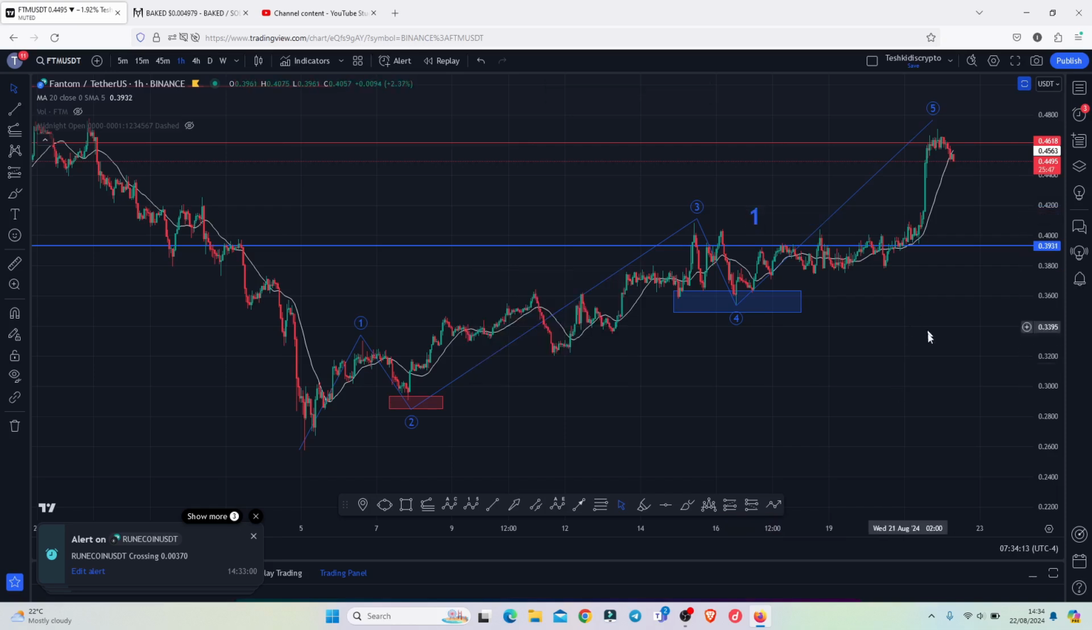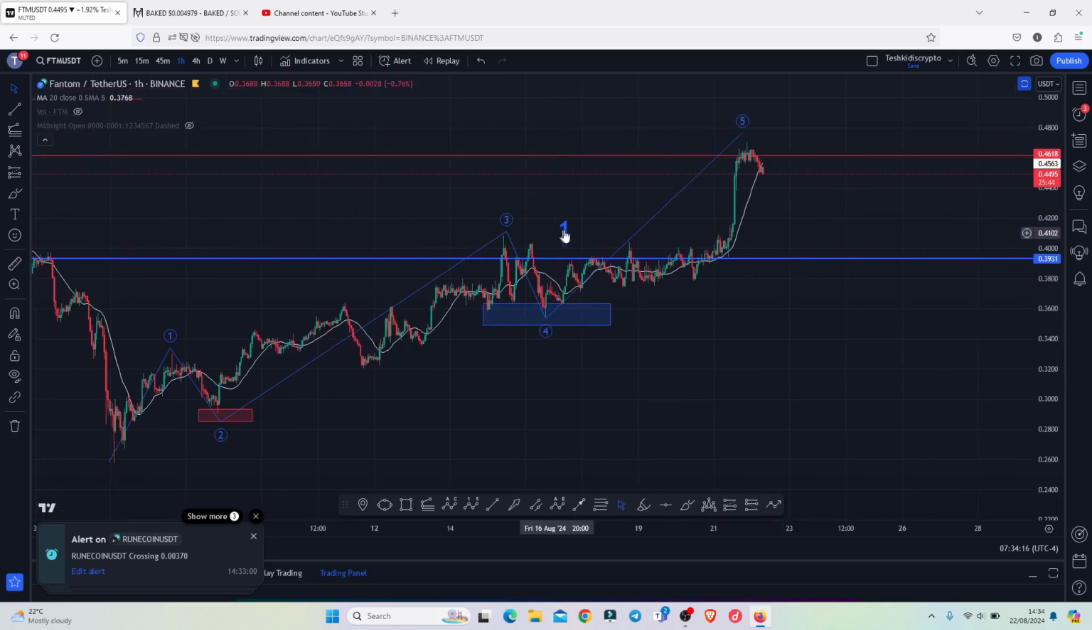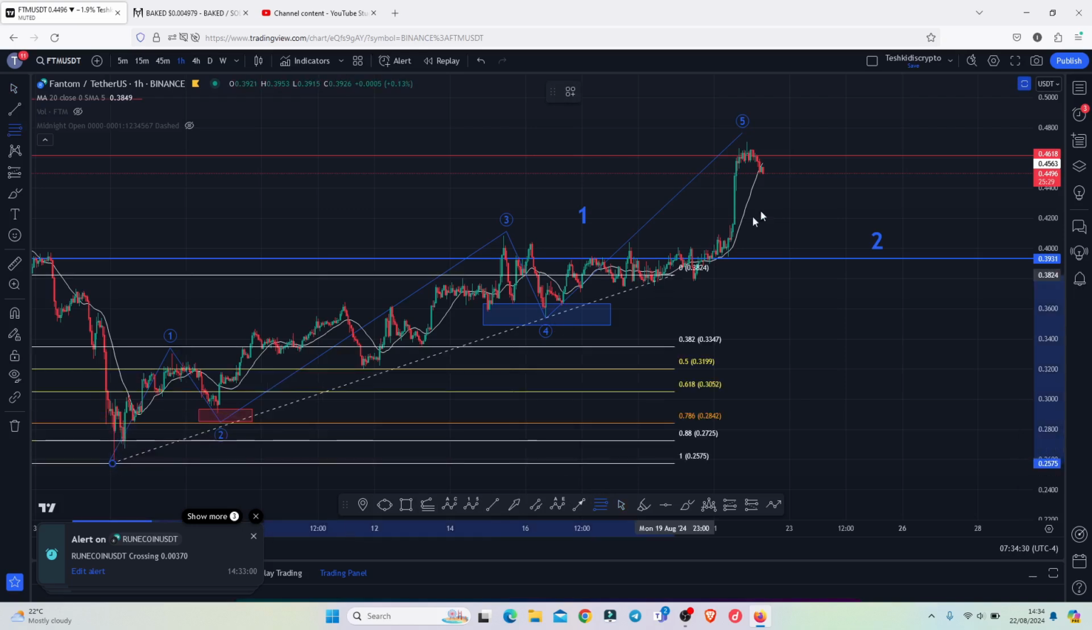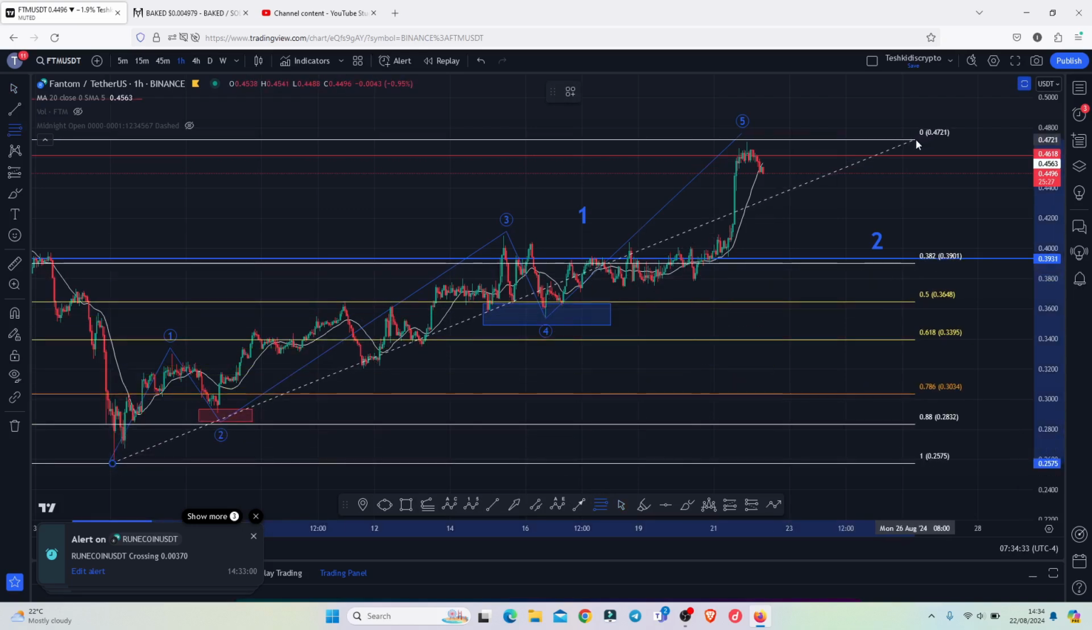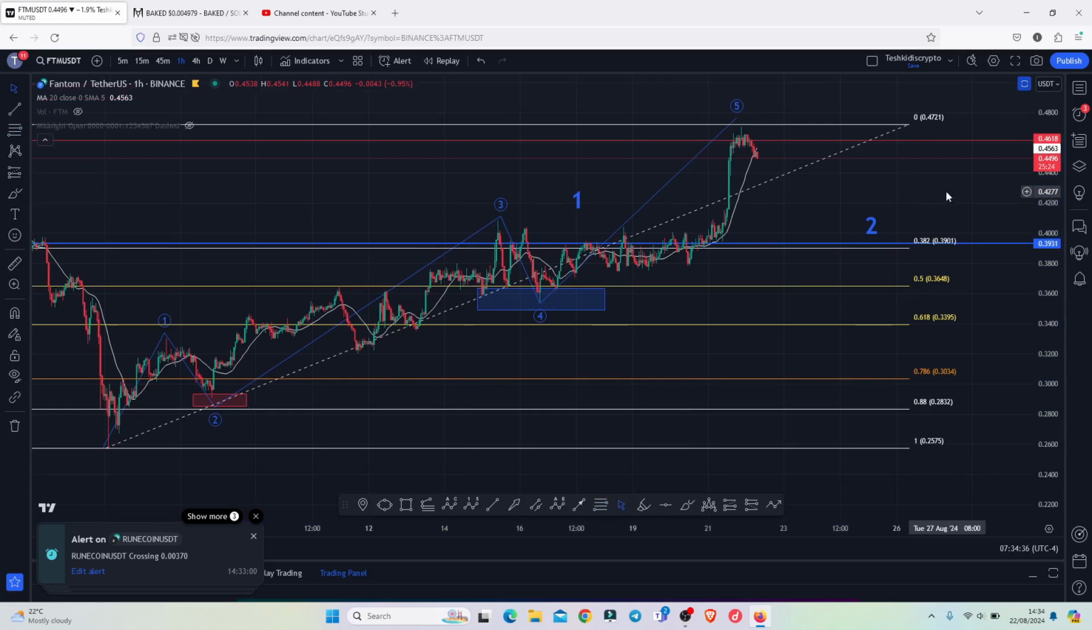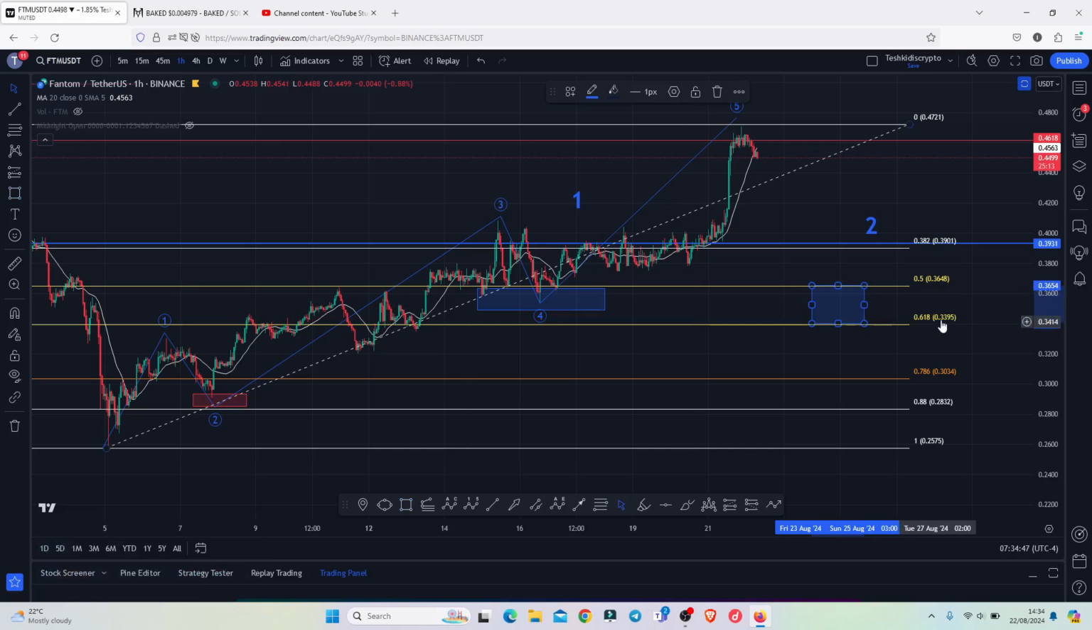And having seen a larger negative count 1, whatever we expect next is a corrective structure in the formation of a larger negative count 2, whose minimum target areas can be given using the Fibonacci, connecting the fibs from the lows that we made on the 5th of August to the high that we made yesterday, giving me a minimum pullback target area into the golden pocket, which perfectly lies between the fib level 0.5 and the fib level 0.618, and that perfectly lies between the 0.3648 and the 0.3395, and that is the area that I have highlighted on the charts using this blue target area.